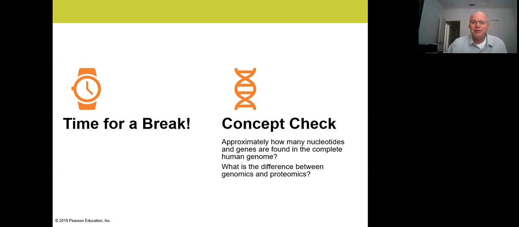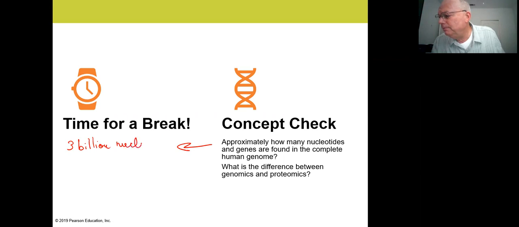So here are our concept check questions. Approximately how many nucleotides and genes are found in the complete human genome? And I'm not even going to stop for a break here. I'm just going to answer these questions. So the human genome, it's 3 billion nucleotides and about 21,000 genes.